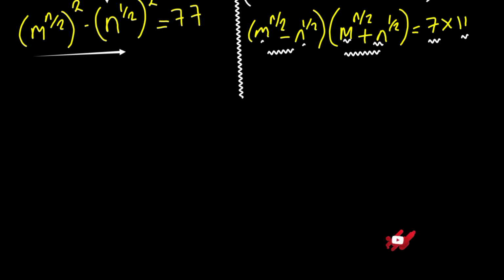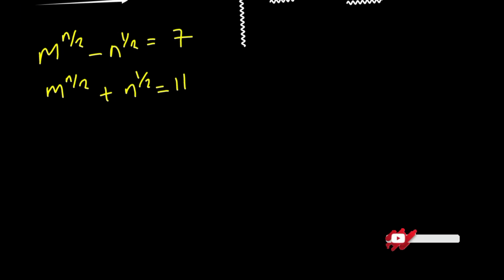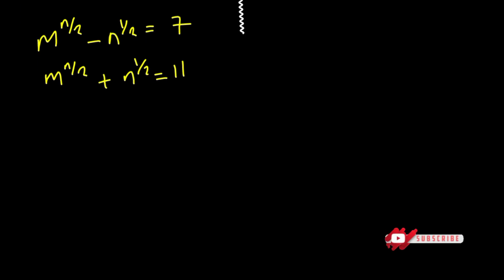We'll say that m to the power of n over 2 minus n to the power of 1 over 2 equals 7. And then m to the power of n over 2 plus n to the power of 1 over 2 equals 11. Now we're going to be solving this simultaneous equation. So let us start by subtracting. So when we subtract these two, we're going to have this to be 0. And then when we subtract the n terms, we have minus 2n to the power of 1 over 2 equals 7 minus 11 gives us minus 4.